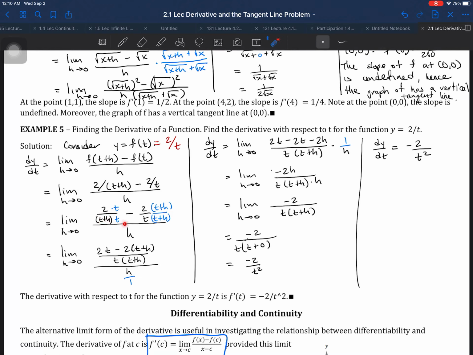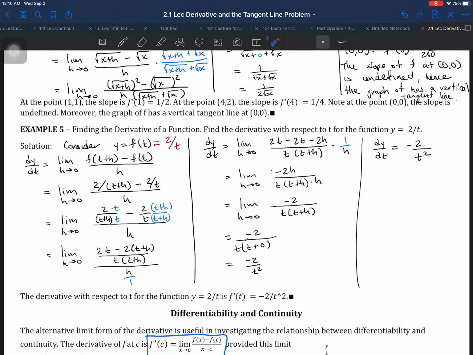So now they both have, on the bottom part, the same denominator. But on the top now we have 2t, and on the top over here we have minus 2 times the quantity of the sum t plus h, all over the same denominator, right? All over h, over 1. So we'll distribute the 2 here, and that's what I did in the next line. So we have 2t minus 2h all over t times the t plus h.